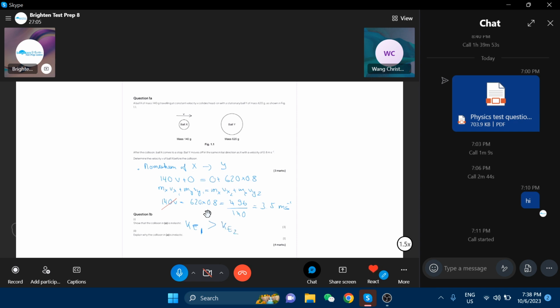Or of course we could rephrase it the other way around and say, well, the kinetic energy afterwards is less than the kinetic energy before.